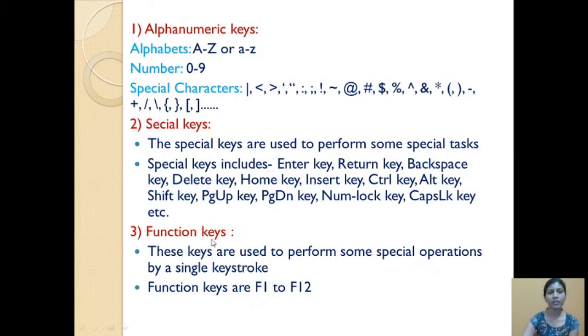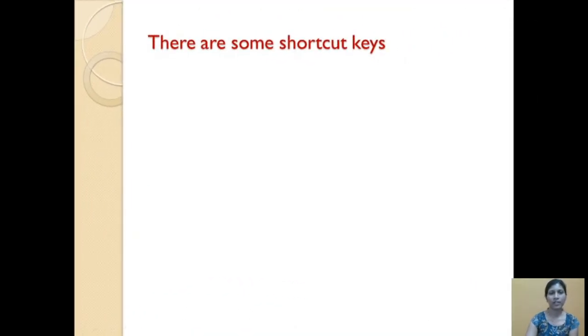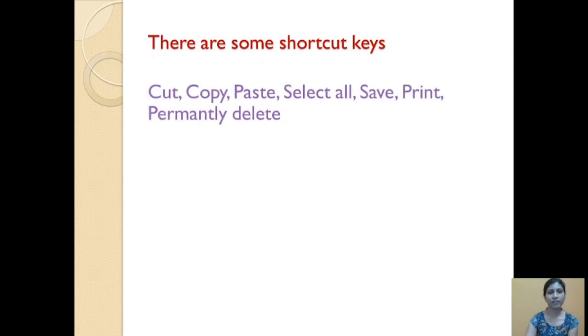Then the third type is function keys. These keys are used to perform some special operations by a single keystroke. There are 12 function keys, F1 to F12. See, there are some shortcut keys. We'll see one by one.